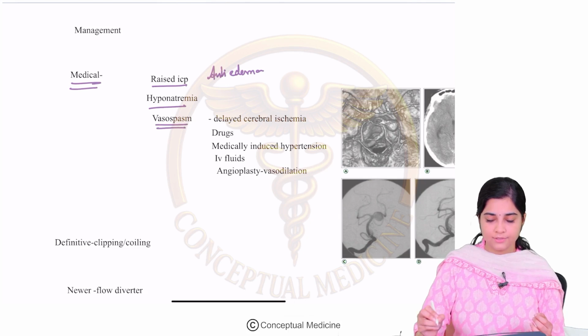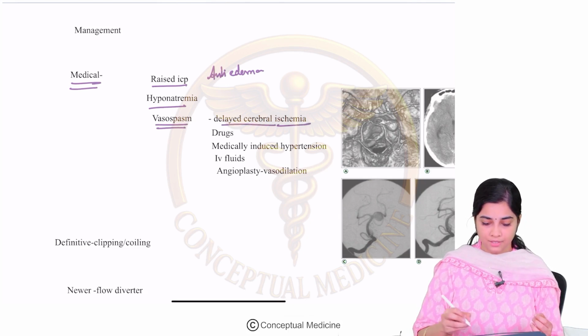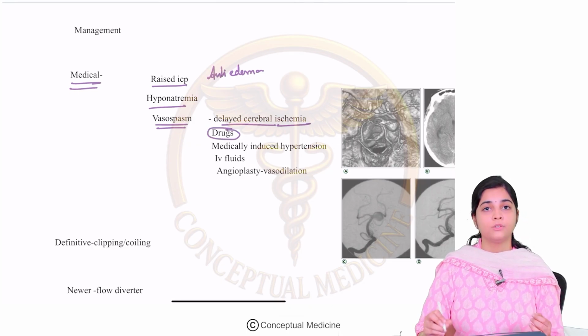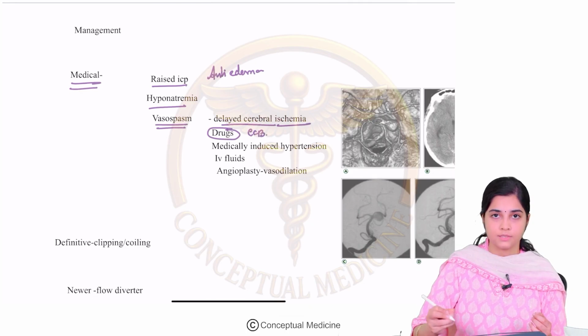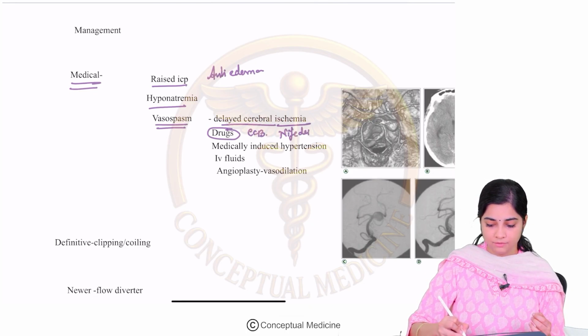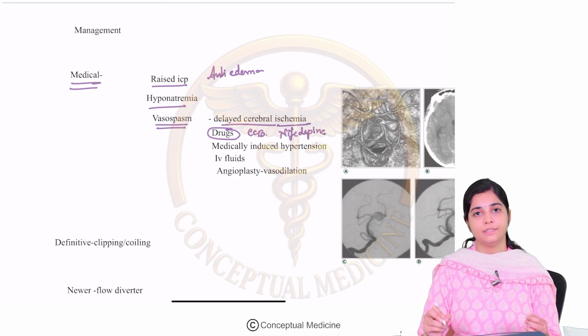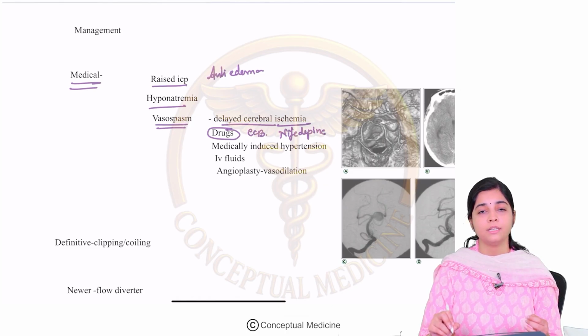Then delayed vasospasm. Vasospasm can result in delayed cerebral ischemia, right? So the drugs that we use to prevent this vasospasm are calcium channel blockers, like nifedipine, which has vasodilatory properties. So we give calcium channel blockers with vasodilatory action like nifedipine to prevent your vasospasm.